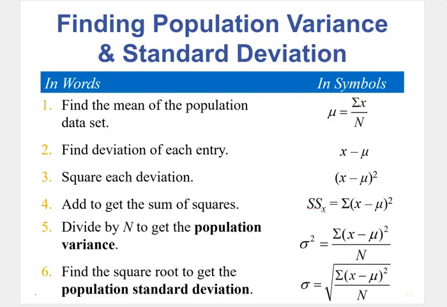So if you were going to find your variance and your standard deviation for your population, you would have to go through this process. The first thing you'd have to do is find the mean of the data set. Then you would have to find the deviation of each entry, and you would have to square that deviation. Once you've done that, you would add all of those squares up, and you will often see that written as SS sub x. That's what that means: the sum of squares of all your x's, all your data points. And then you would divide that by the number of data points in your population, and that would be your variance, and then you would just take the square root of that to get the standard deviation.